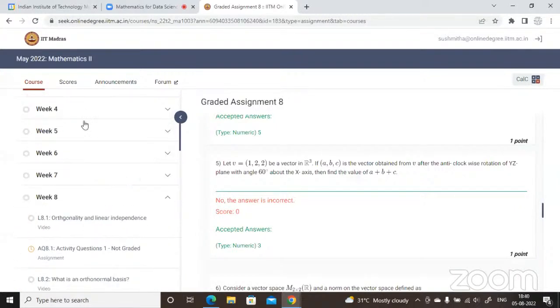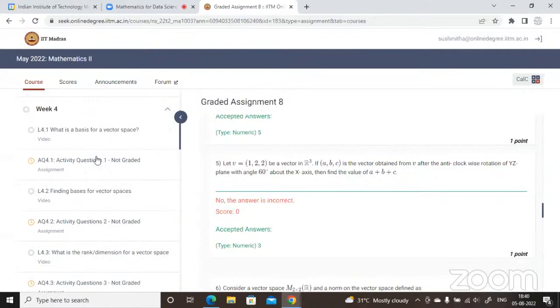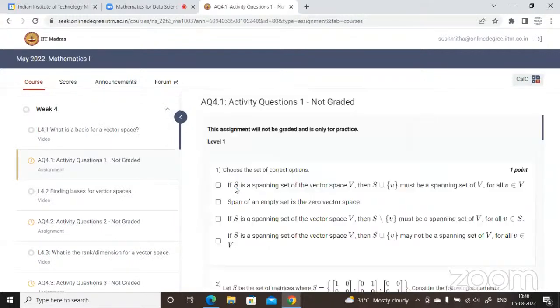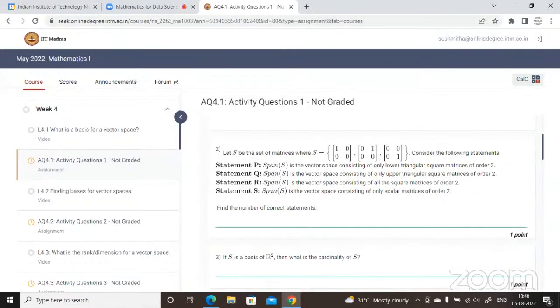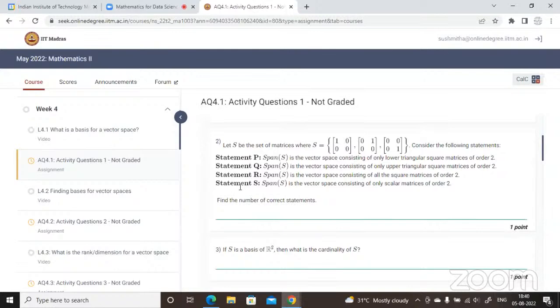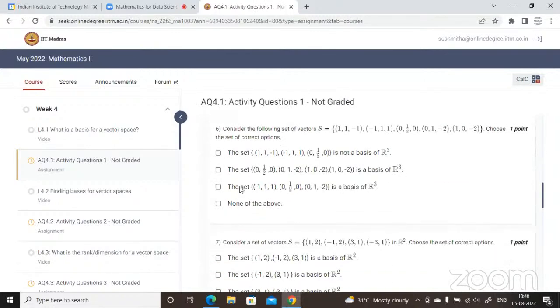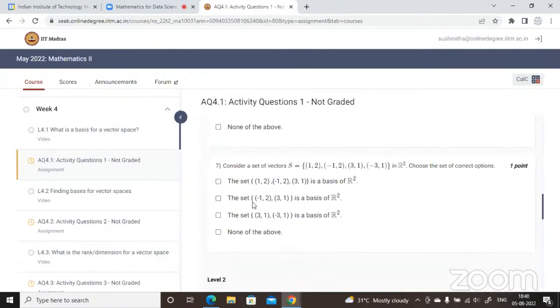Did you watch any live session to recall? Yes, I tried the lecture. Basis for what? Which question were you talking about? Question 7. This one, by matrix you can do. This is simple, right? What is the dimension of R2?